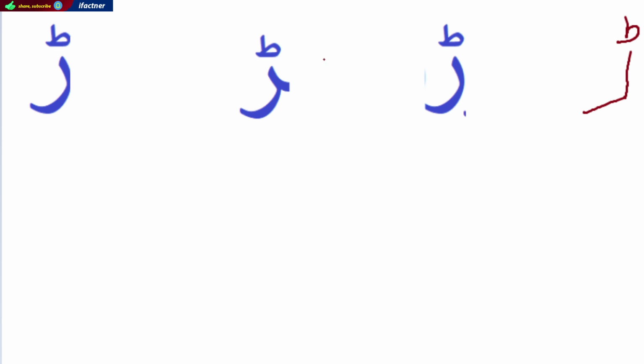In its initial position it is written in the same way as in its independent position, because we need to give a space after it. So it is not connected afterwards to any character.